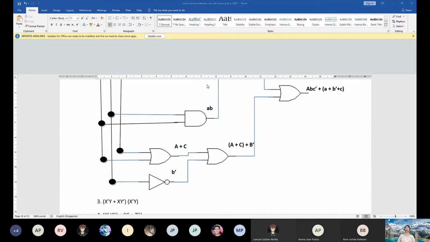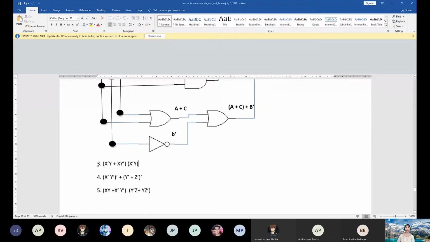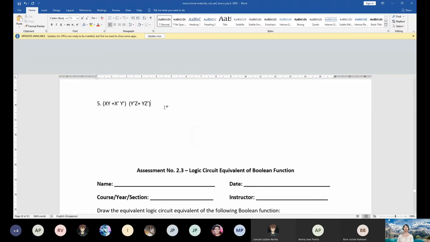So, let's start. Okay, so I suppose all your assignments are here. Let's answer number 5. I won't answer number 3. I will answer number 5. Okay, so we have xy plus x prime y prime. So what gate would be best? What do you think? If you have xy plus x prime y prime, what gate do we have to use for this one? And also this one, y prime z plus yz prime.